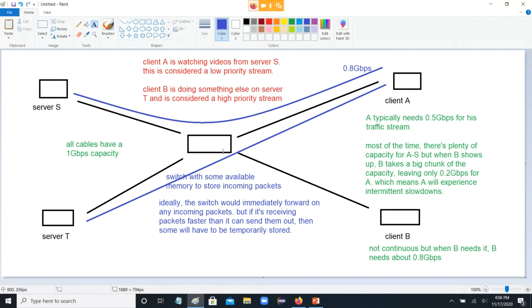T can handle 1 gigabit per second and send to the switch. But the switch downstream to A can only push through 0.8. So what that means is unless S and T are deliberately regulating how fast they're sending the data to the switch, it's going to build up, right? There's going to be more data coming in through these 2 gigs per second of capacity than can be sent out on the other side.